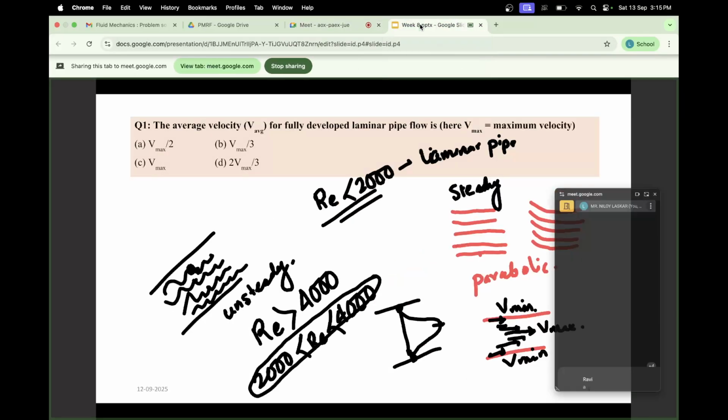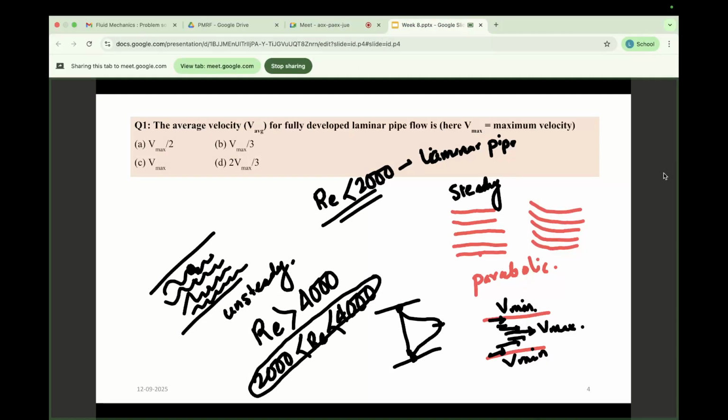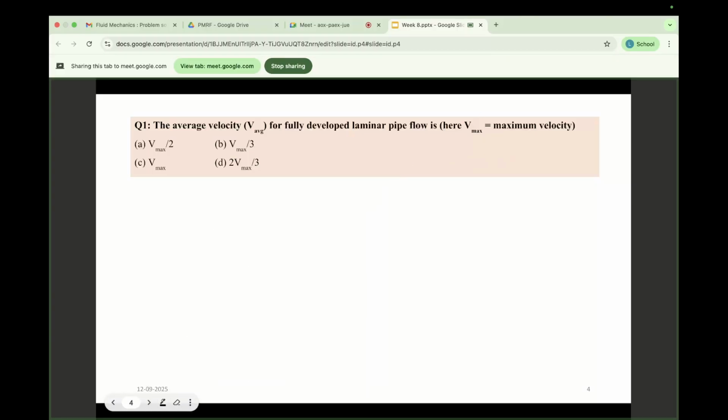Okay. So let us solve this question to check whether it is correct or not. So this concept, how to solve this one? This concept is basically based on this fundamental of integration. So basically, for a fully developed laminar flow. So what is a fully developed laminar flow?